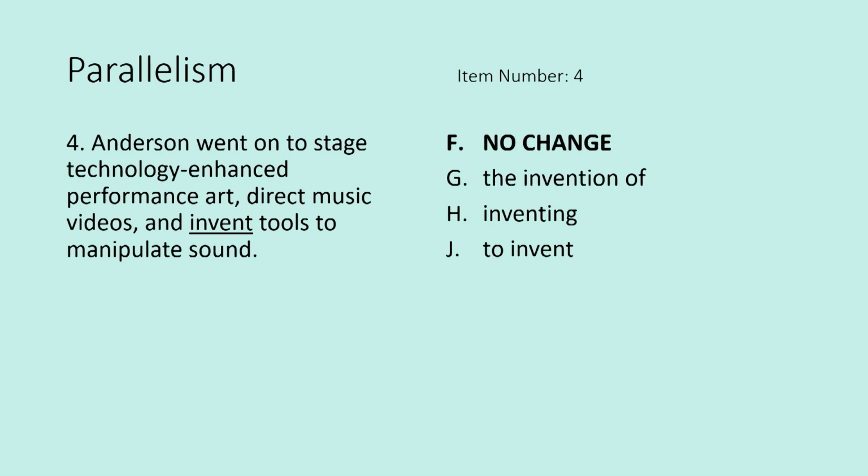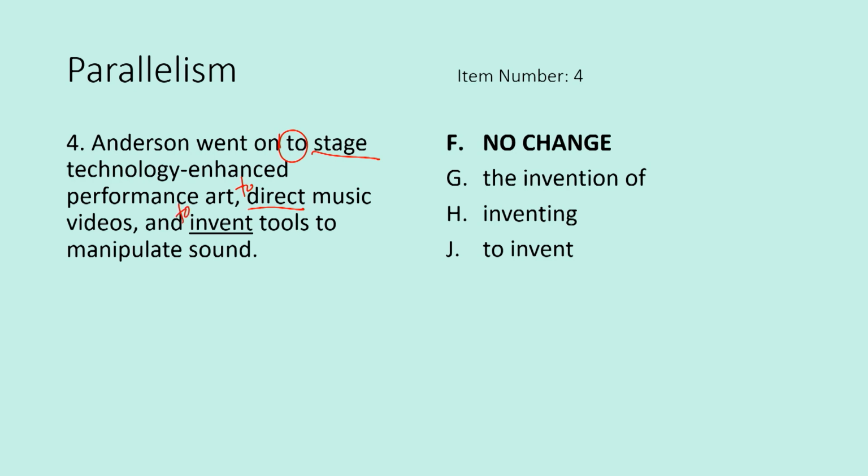Item number 4 said, Anderson went on to stage technology-enhanced performance arts, direct music videos, and invent tools to manipulate sound. So what I want you to see here is she went on to do what? To stage, to direct, and to invent. All of those are present tense verbs. It says what she did, right? And so we could put "to" in front of all of these. She went on to stage this, to direct that, and to invent this.